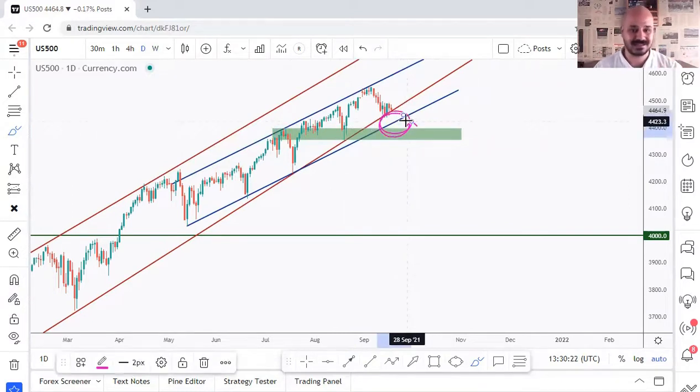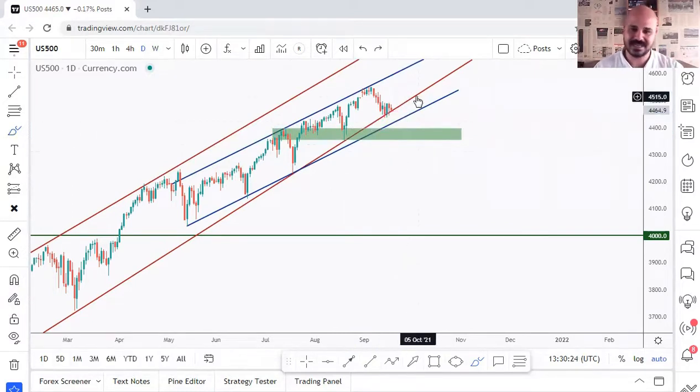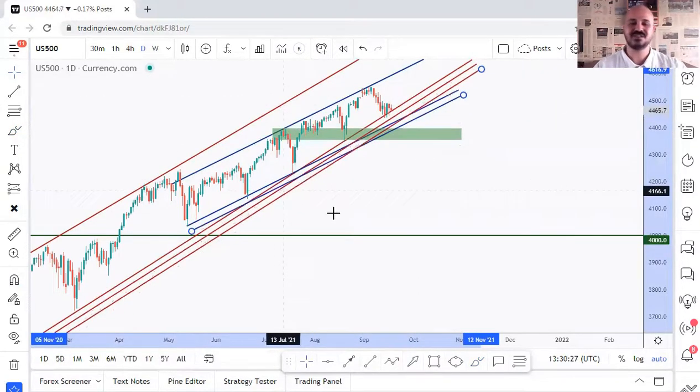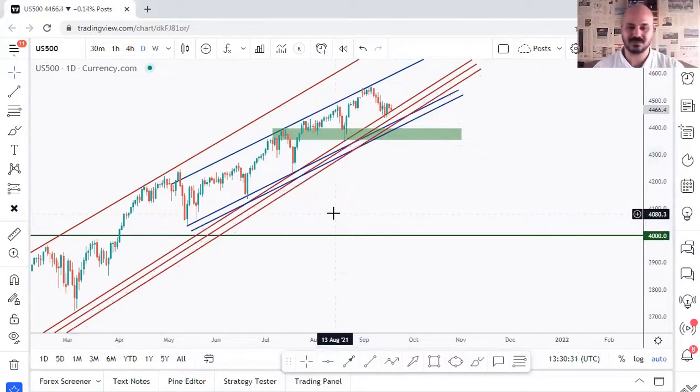Of course, it's not a laser level, it's an area. And anyway, as I mentioned, this one can be drawn like this, and this one can be drawn like this. So it's an entire zone where we're looking for buy setups.